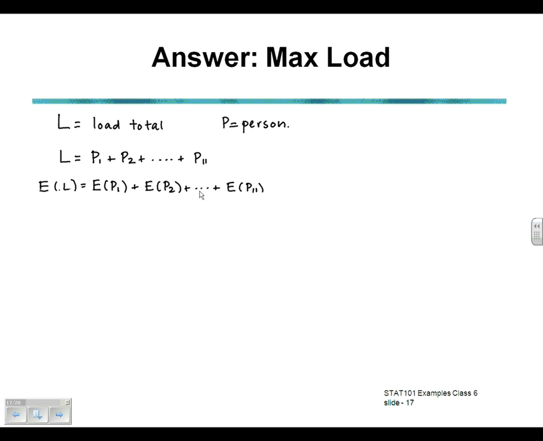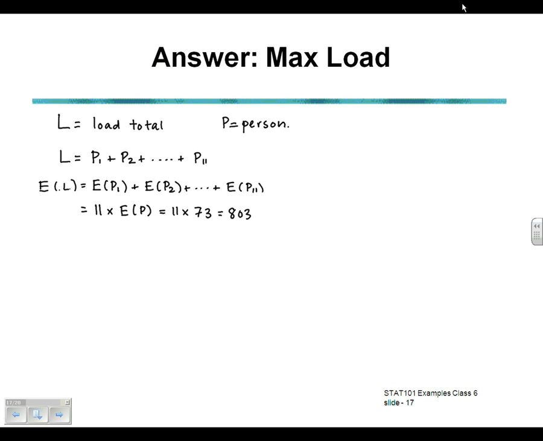And each of these are individual, up to person 11. And these are all independent random variables which take values from that person distribution. So we're just looking at 11 times the expected value of P. Now recall that expected value of P was given as 73 kilograms. So 11 times 73 is equal to 803 kilograms.